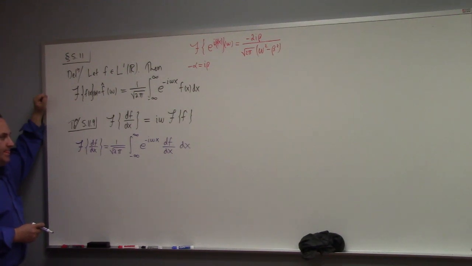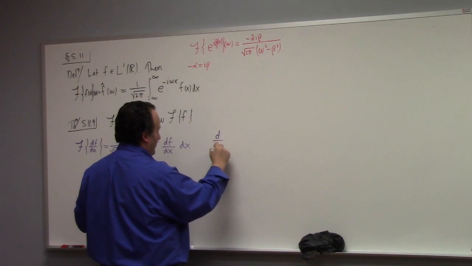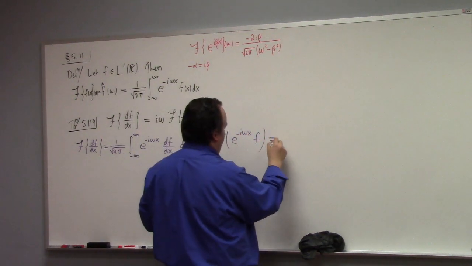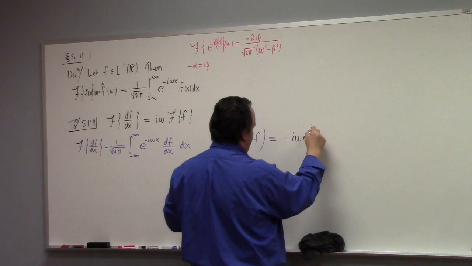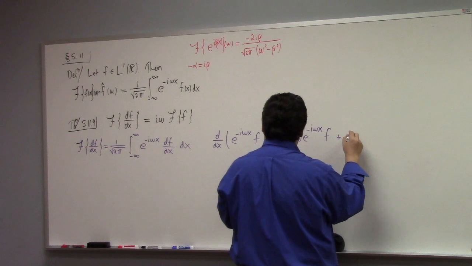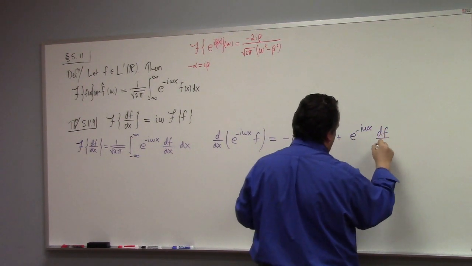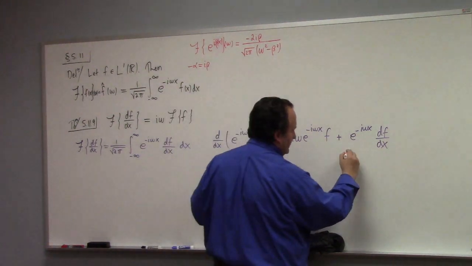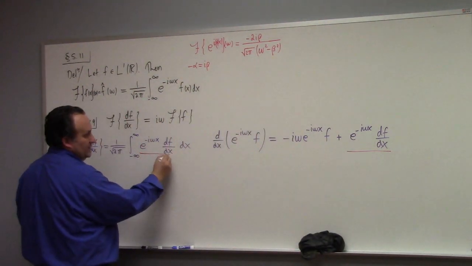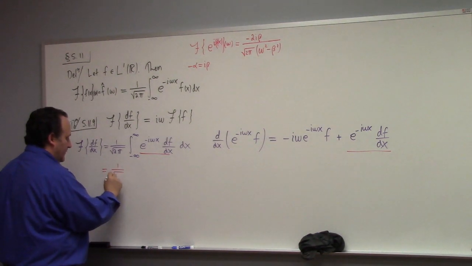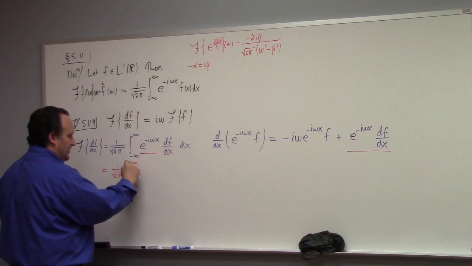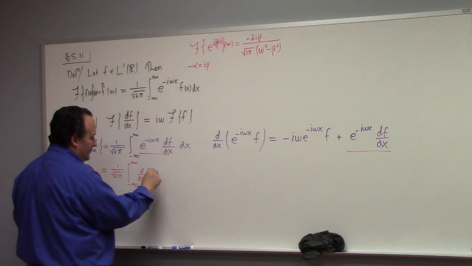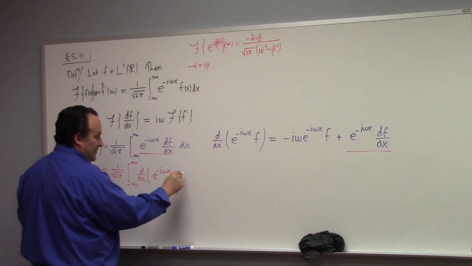So let's see here. What if I do d dx of e to the minus i omega x times f? What's that give me? Minus i omega e to the minus i omega x f plus e to the minus i omega x df dx, right? So I have this to start with, and I can trade it for, you know, what I'm doing is integration by parts, but when I'm doing these kinds of abstract things, I like to actually write out the product rule and think about it just to make sure I'm not deceiving myself, you know?